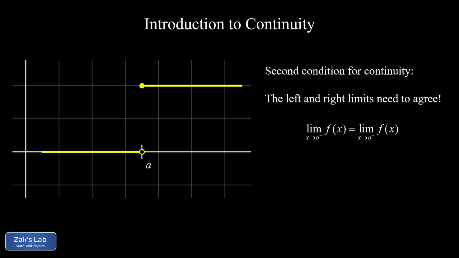So that's our second rule for what it takes to be continuous. The left and right limits better agree, and by the way, that means the ordinary limit exists. Remember, the ordinary limit, the limit as x goes to a of f of x, exists if and only if the left and right limits both exist and they agree with each other. And by the way, this particular type of discontinuity in the picture is called a jump discontinuity.